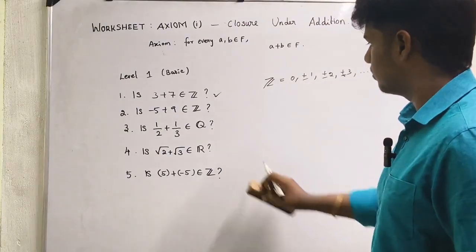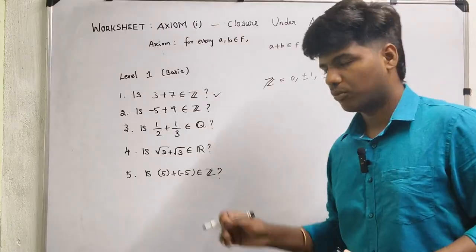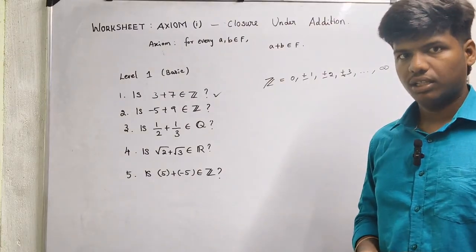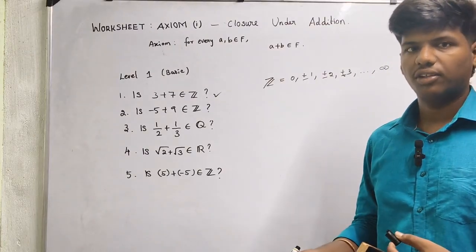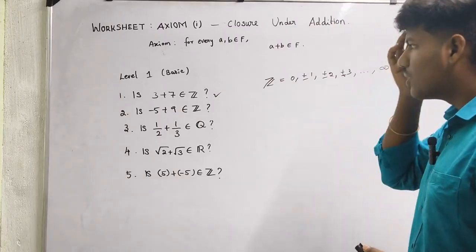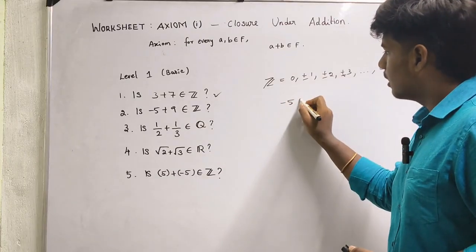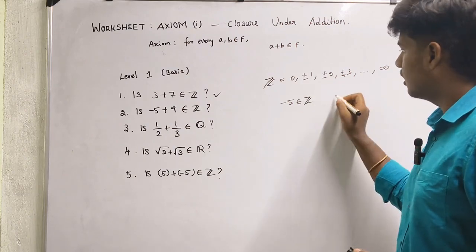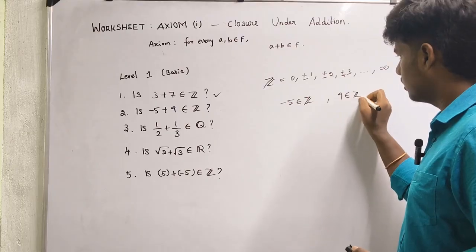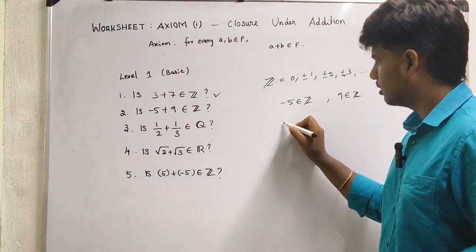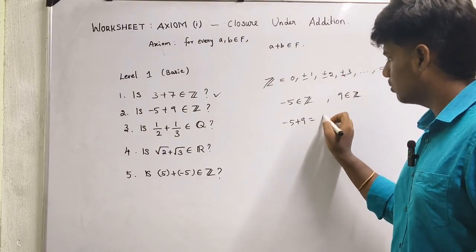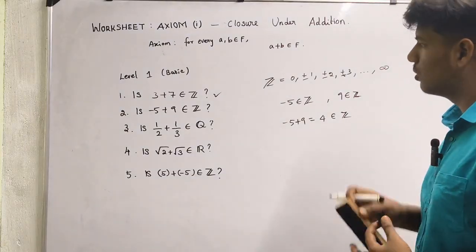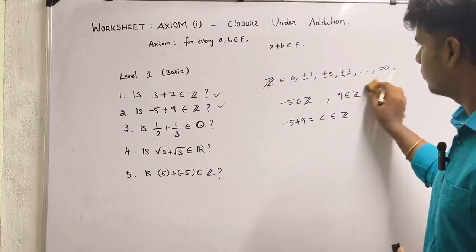Our next one is minus 5 plus 9. Integers contain the positive values, negative values, as well as 0. Minus 5 is contained in Z, and 9 is also contained in Z. So I can add them together: minus 5 plus 9 equals 4. 4 also belongs to Z, so this is also satisfied.